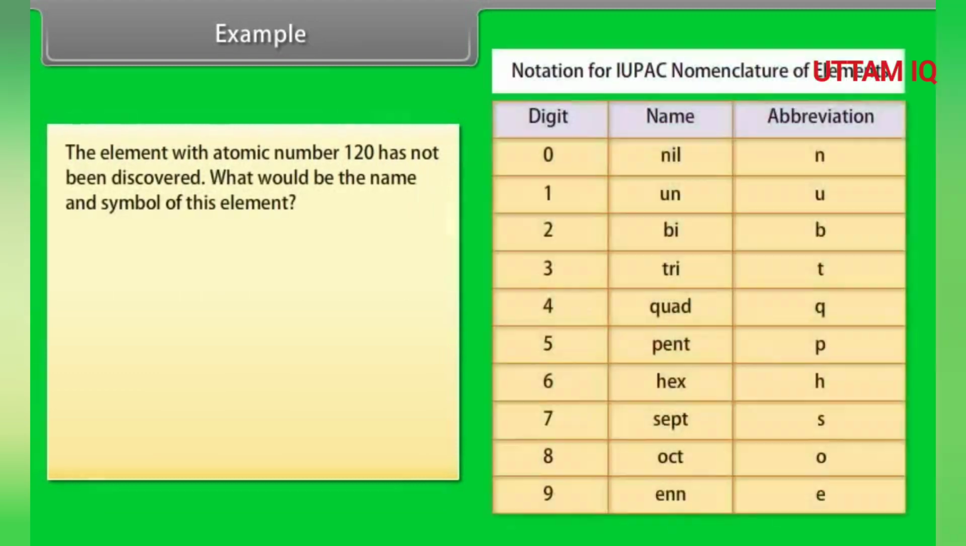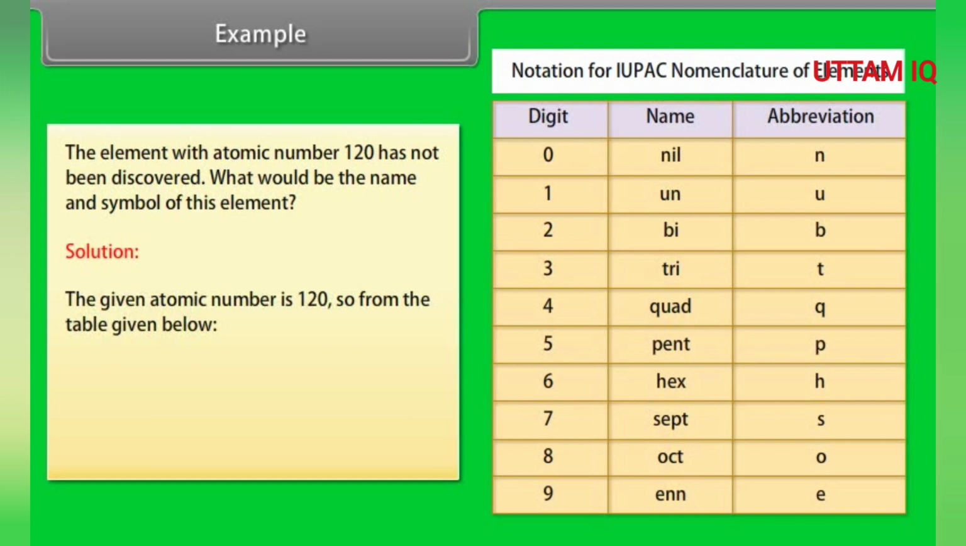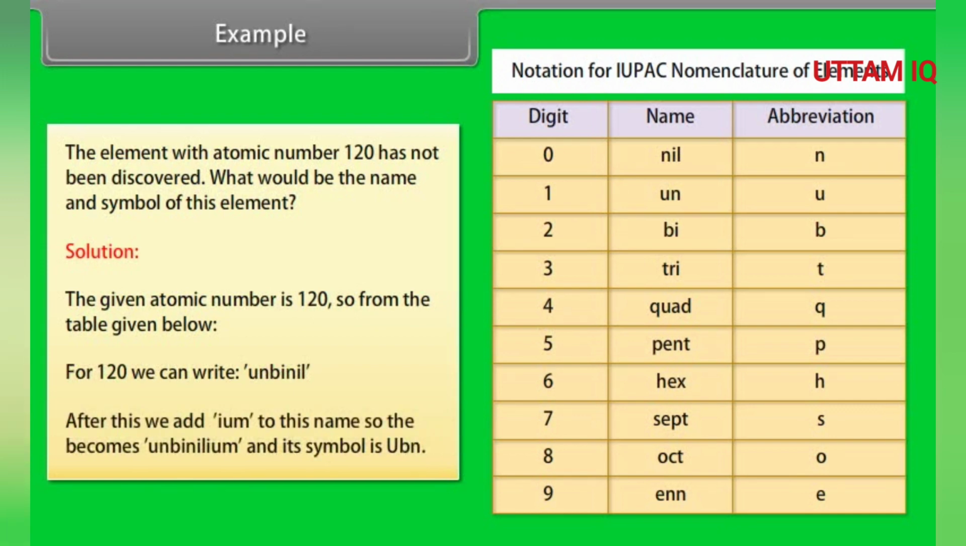Example: the element with atomic number 120 has not been discovered. What would be the name and symbol of this element? Solution: the given atomic number is 120, so from the table given below, for 120 we can write unbinyl. After this, we add -ium to this name, so it becomes unbinylium, and its symbol is Ubn.